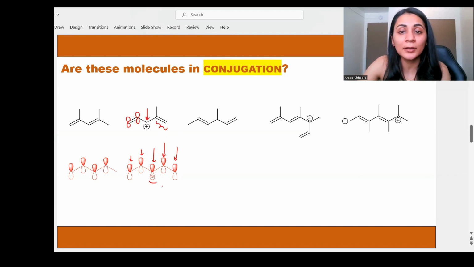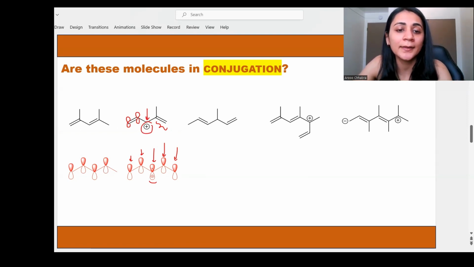So now, is this molecule in conjugation, or is the entire molecule in conjugation? Yes, it is. You wouldn't say that only this part of the molecule is conjugated. You also wouldn't say that this molecule is isolated or that there is no conjugation because of this positive charge. Actually, that positive charge is providing the p orbital for these electrons to move around, and that's why this entire molecule is in conjugation.